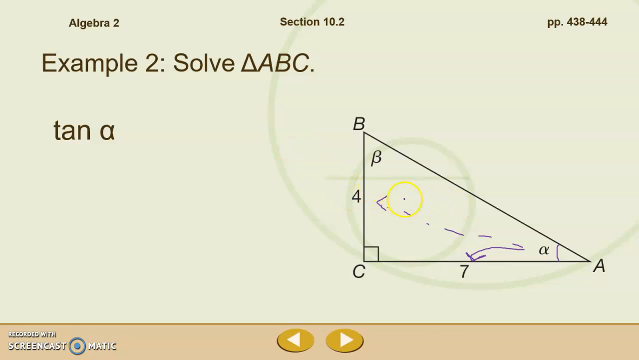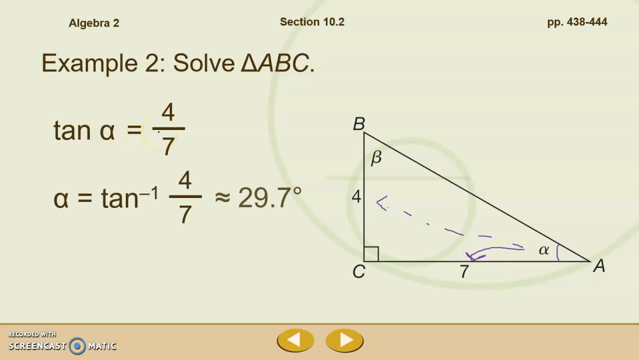Remember, if I know the ratio, I can find the angle. So I know the ratio is 4 over 7. So then I want to do the inverse tangent to find the angle. The inverse tangent of 4 over 7 will give me an angle of 29.7 degrees. We'll round to the nearest tenth.